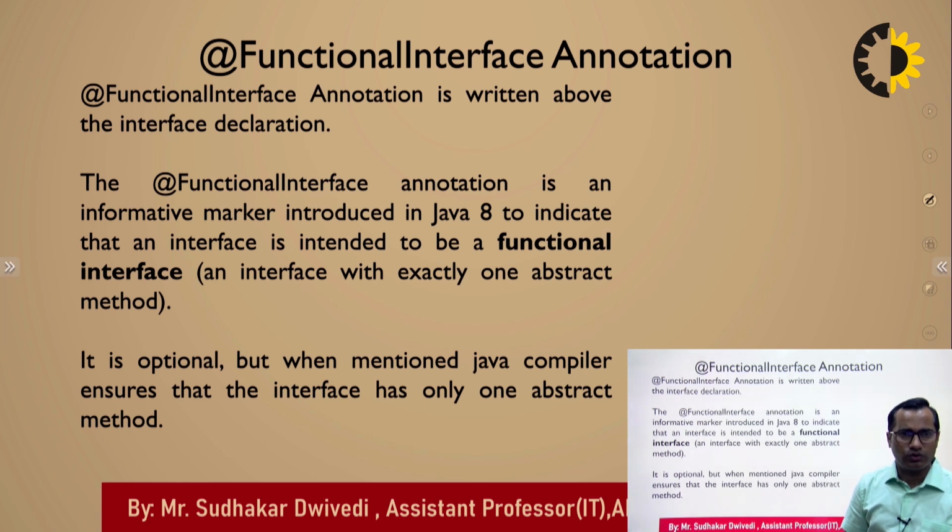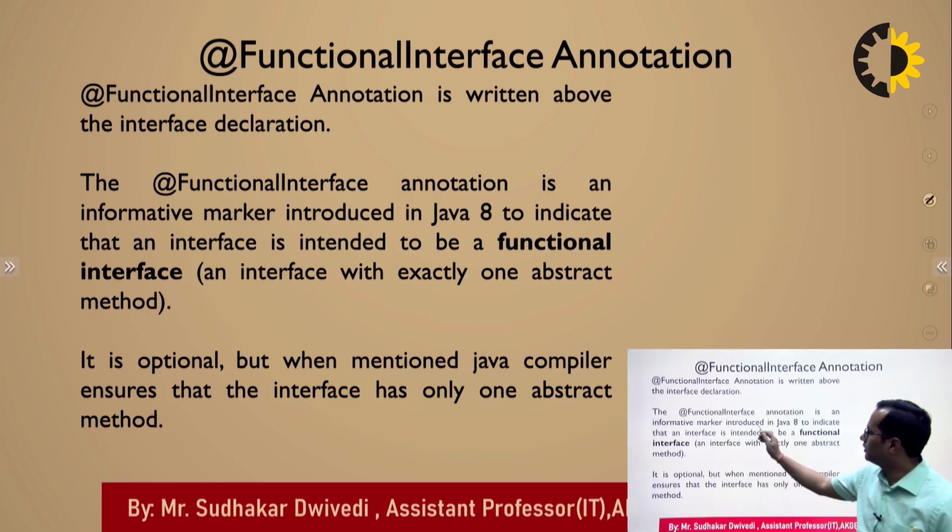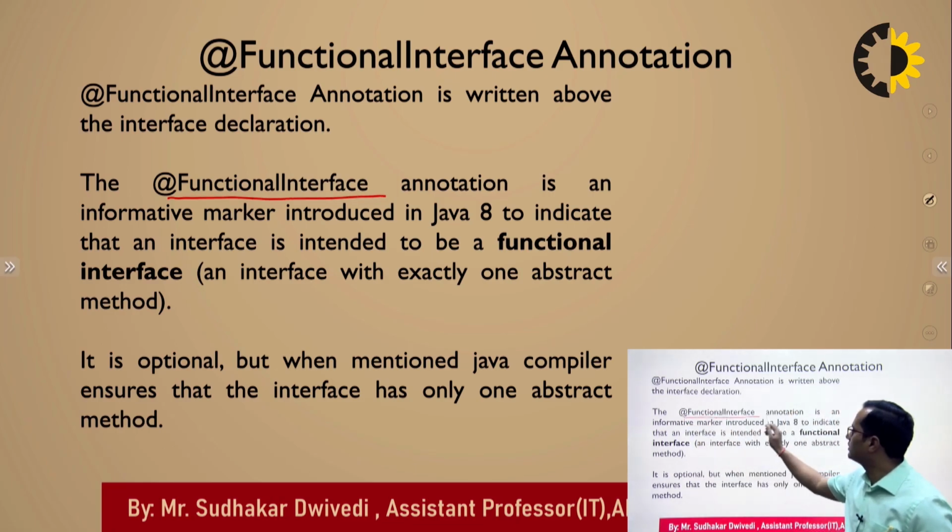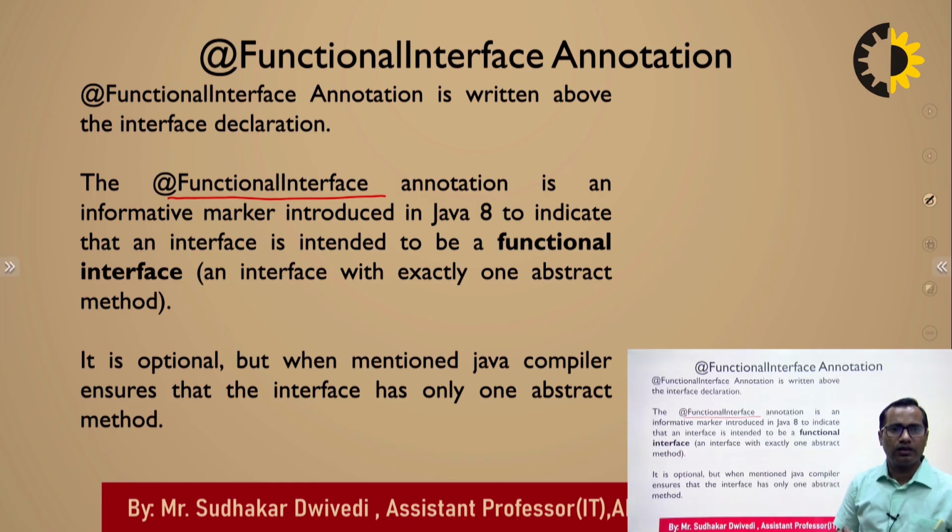It is optional to write the @FunctionalInterface annotation here. But whenever we mention it, the Java compiler ensures that the interface has only one abstract method. Because we have mentioned the @FunctionalInterface annotation, we are informing the compiler that the interface we are going to write will contain only one abstract method. And if we try to write more than one abstract method, or we have not written any abstract method and we have written the @FunctionalInterface annotation, then it will generate an error.